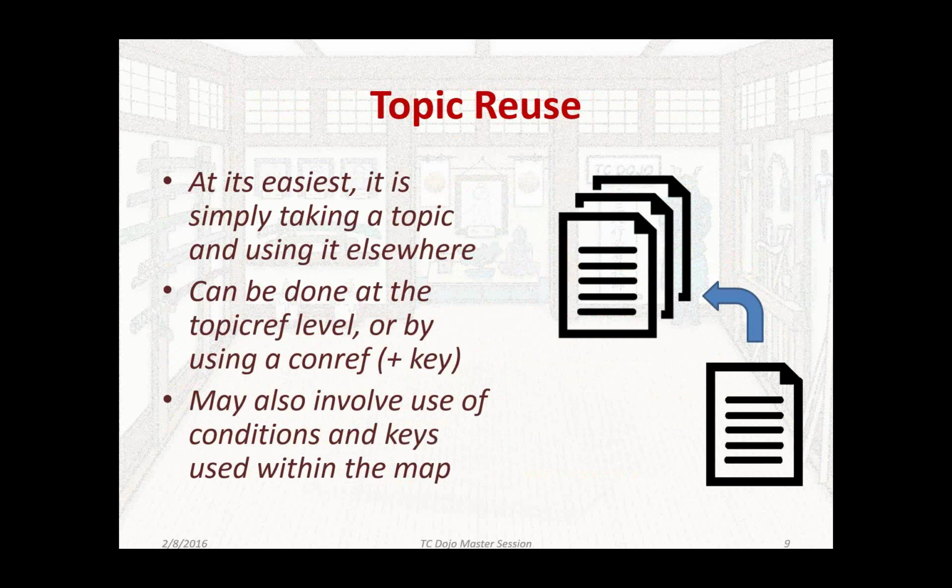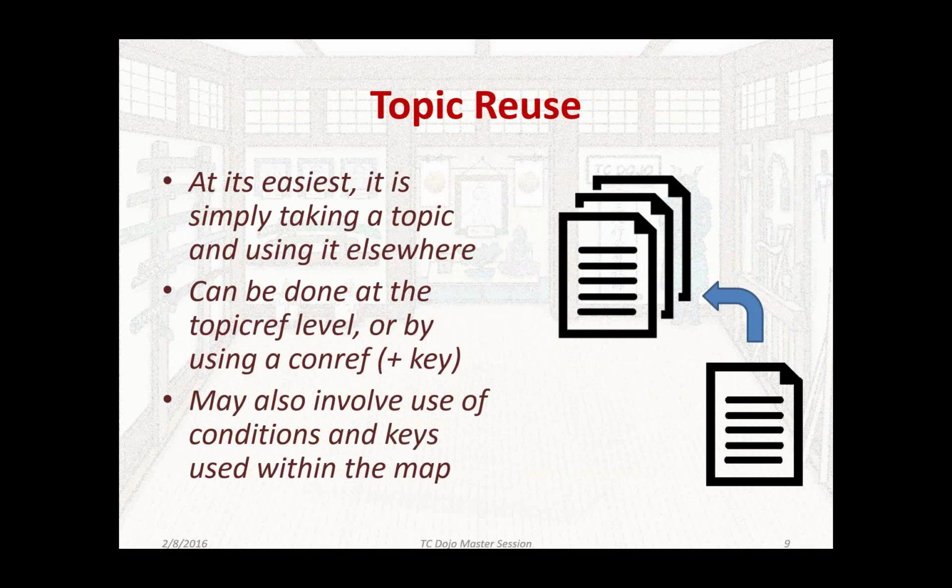Then we get individual topic reuse, and as they say here, at its easiest, it's basically taking a topic and using it elsewhere. So just drag and drop, if you have that type of functionality in your editor or CMS. Take a topic from somewhere else, and hey, it looks like this actually would fit here really nicely. Let's just throw it in there. And this can be done at the topic ref level typically, and or it's really a topic ref with a ConRef plus a key, and I'll touch upon that a little bit later.